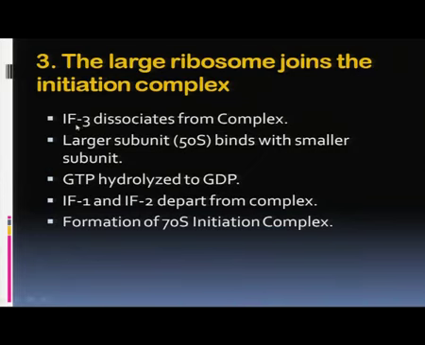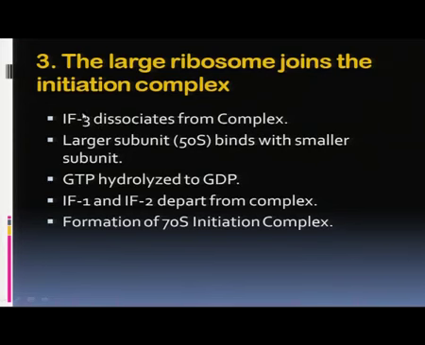If IF3 remains in the complex, there will not be association of the smaller subunit with the larger subunit. So, for the association of the larger subunit with the smaller subunit, the IF3 factor has to be released. This IF3, that is initiation factor 3, will dissociate from the complex. The larger subunit, that is 50S, binds with the smaller subunit. This requires energy, and the energy is given by the GTP molecule. This GTP molecule is hydrolyzed to form GDP and gives the energy.